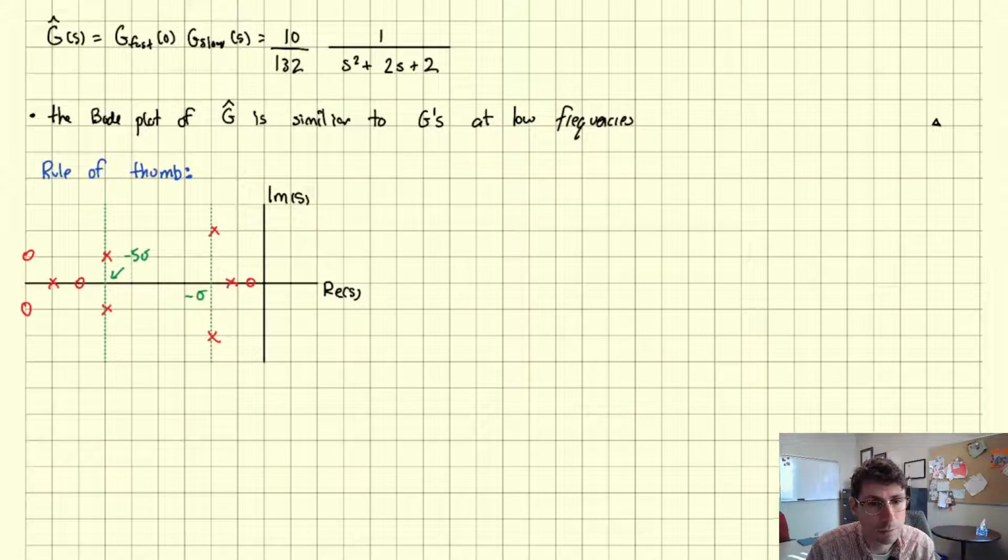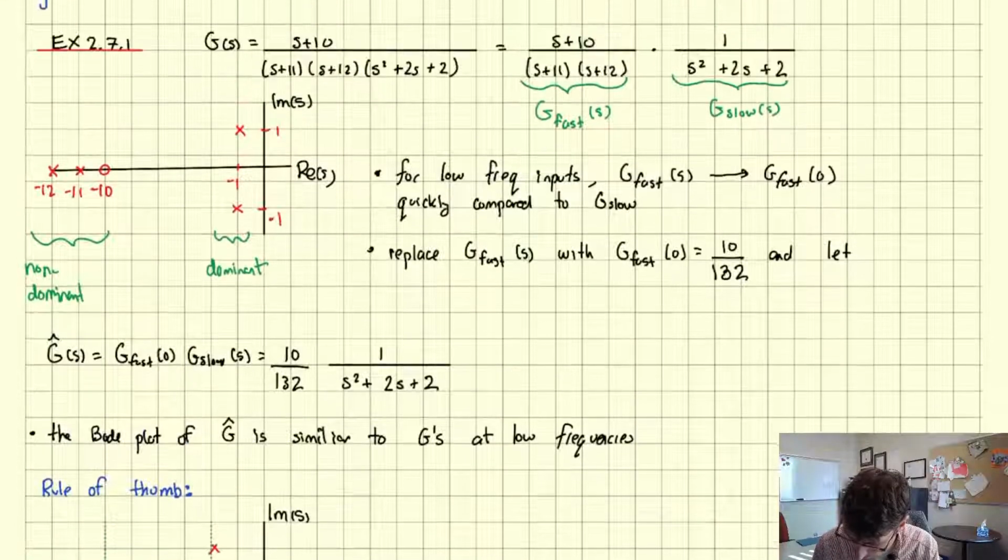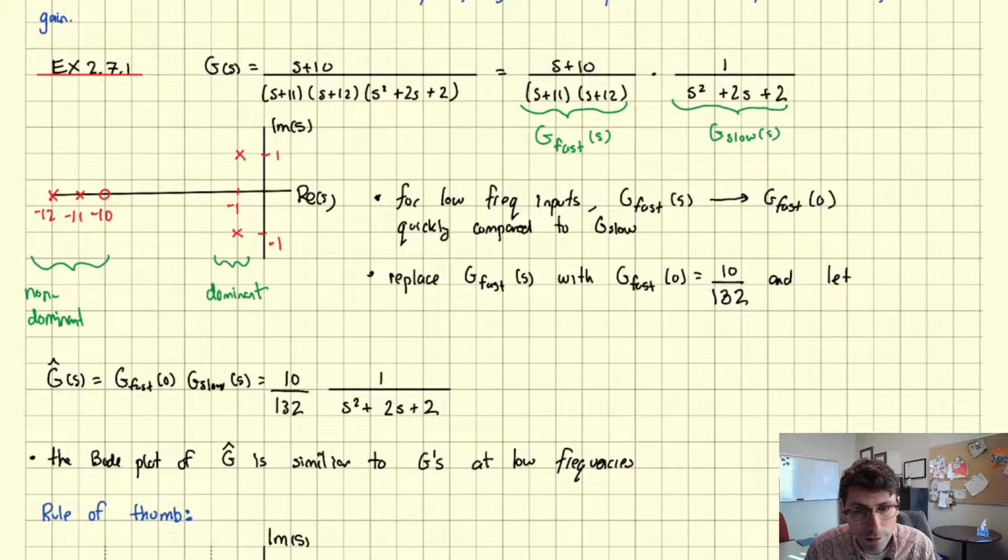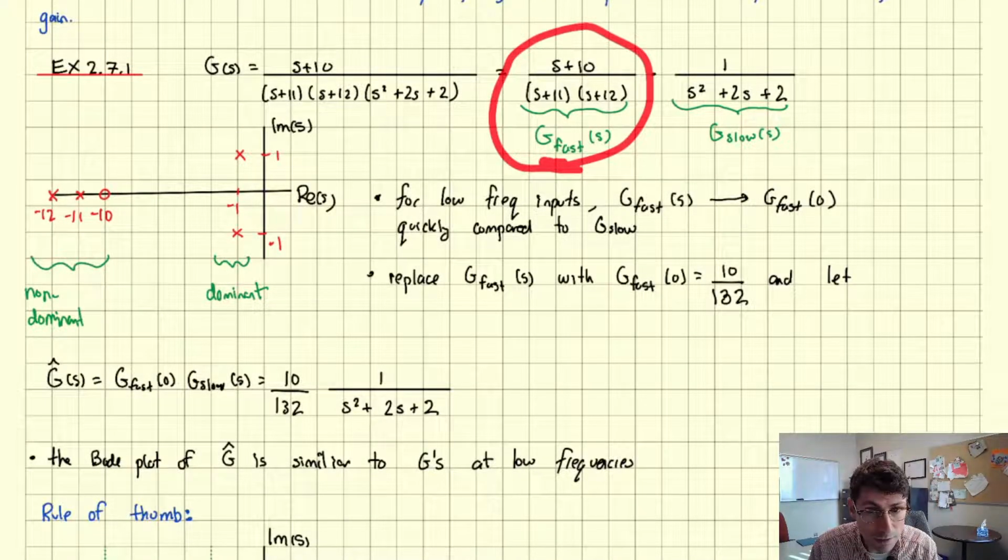Where did I get 132 from? Oh, did I make a mistake? 11 times 12? Yeah, that's right, 11 times 12. So G fast, this is G fast, sub in s equal to 0. The numerator is 10, and the denominator is 11 times 12.